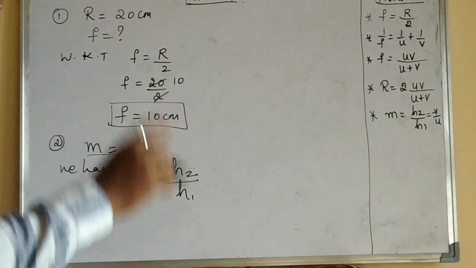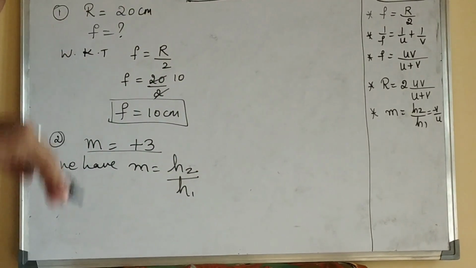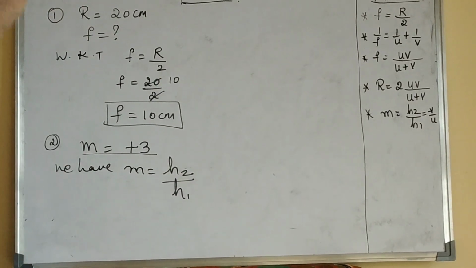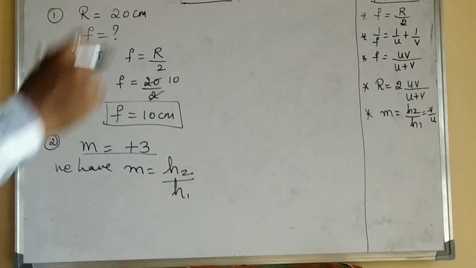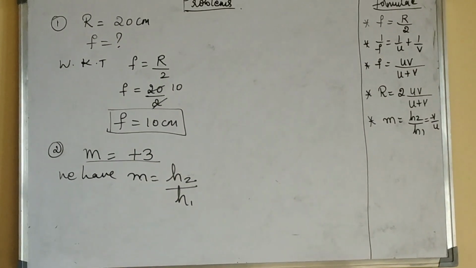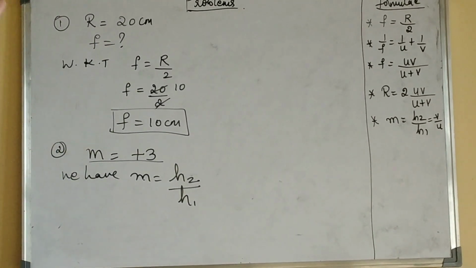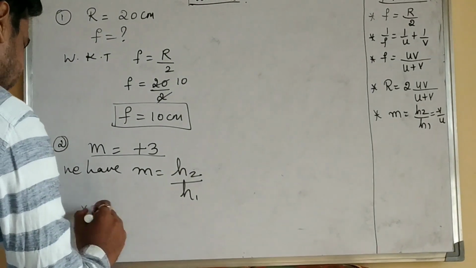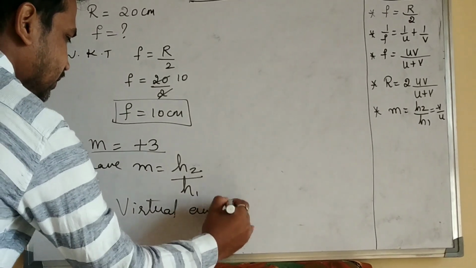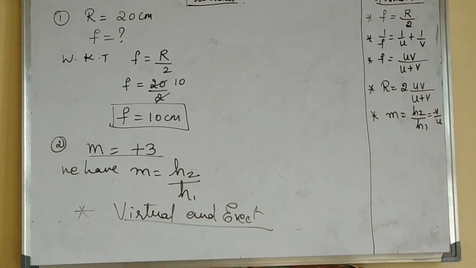Now think, height of the image is also positive, height of the object is also positive, which means both the object and the image lie above the principal axis. So what type of image? Case 6 of the concave mirror. Okay, case 6 of concave mirror. So what is the image? Nature of the image is virtual and erect. It is virtual and erect. So this is the nature of the image.